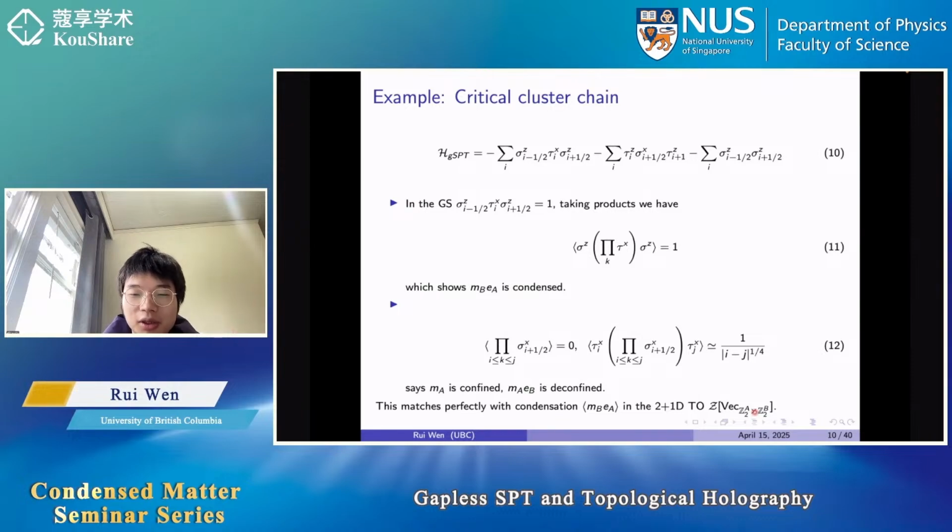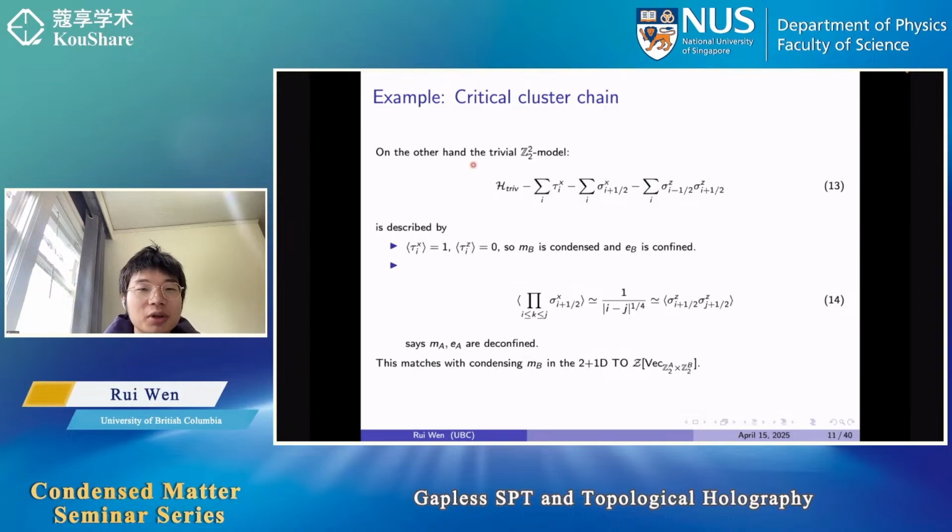This is the Z2 squared gauge theory in 2+1D. If M is a flux and E is a charge, and then you condense MBEA, this is what will happen: for example, MA will be confined and MAEB will be deconfined. Okay, on the other hand, this trivial model is just the SymTFT with some decoupled tau.